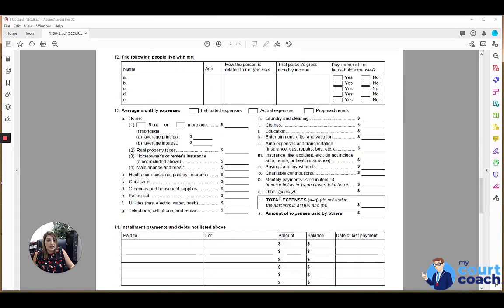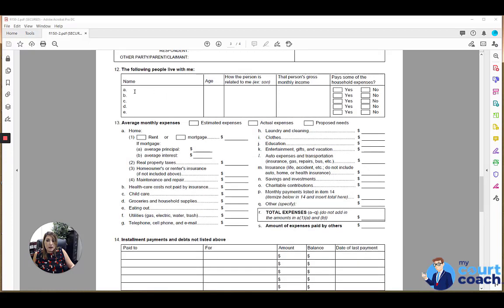Page 3. This is where we list your expenses. And I just want you to understand that this is a one-size-fits-all form. This is used for many different purposes. So some of this information, for instance, your expenses, are probably not super relevant to the issue of child support, but it may be relevant to the issue of spousal support. Unfortunately, the way this form is set up, you do have to fill in every single line.